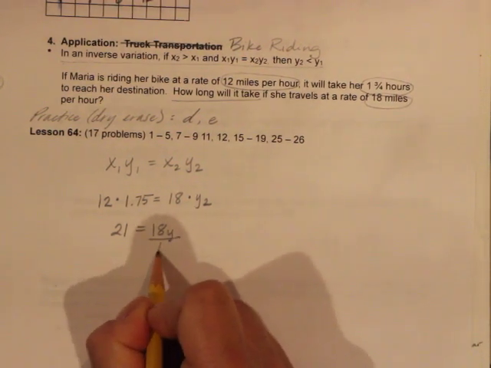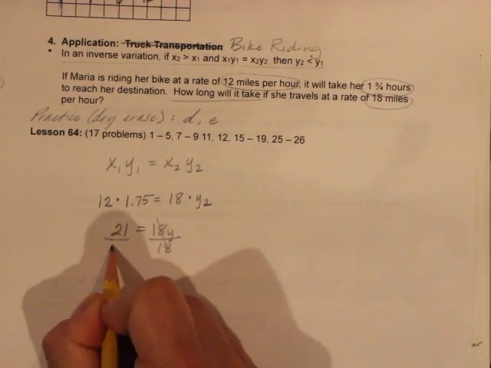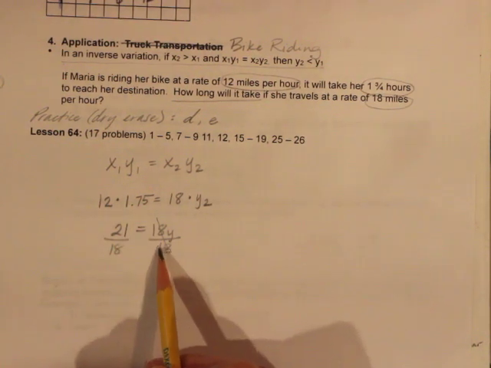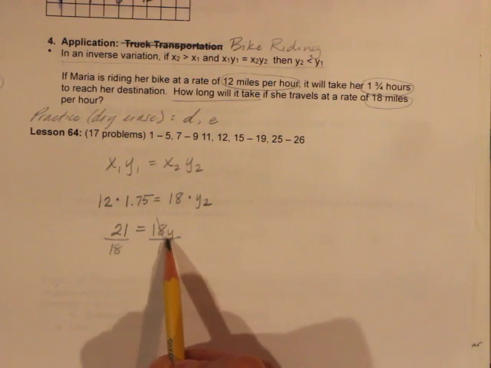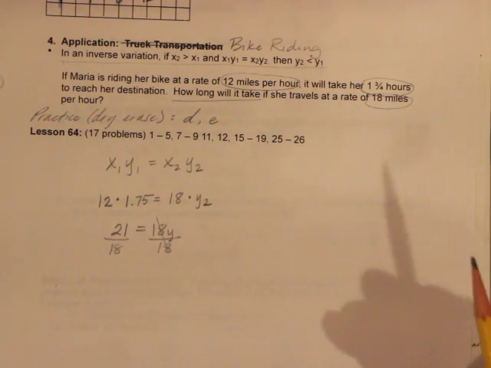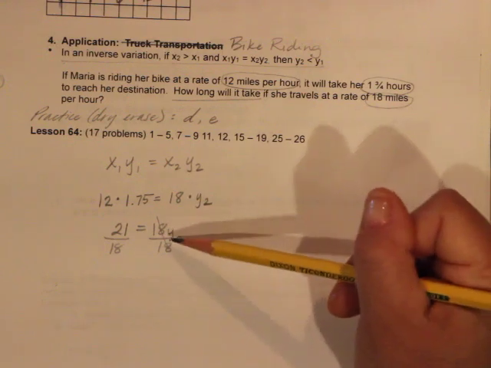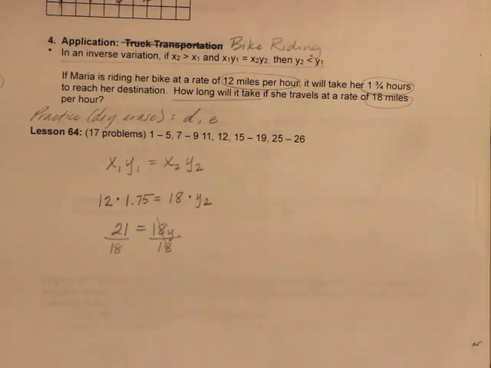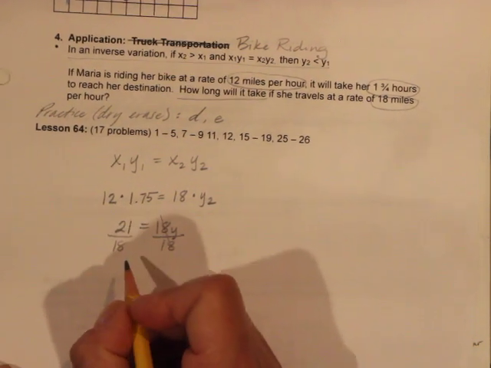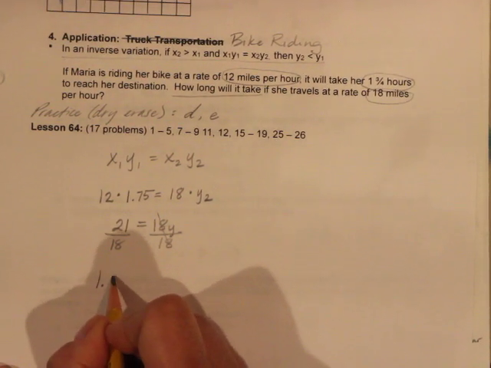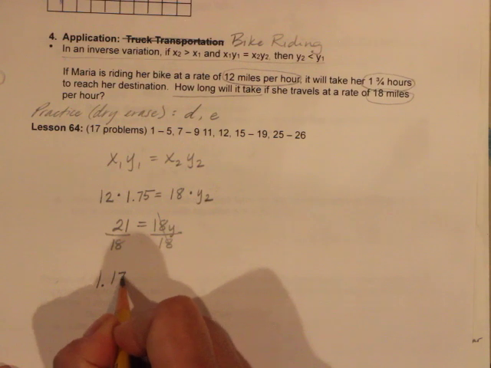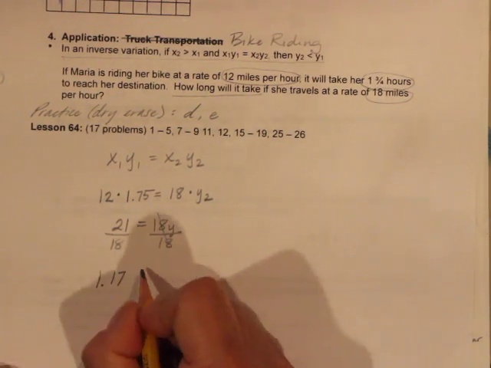Now, in order to solve for y, I'm going to divide by 18. Notice I didn't subtract it from here because it's attached to the variable through multiplication. In order to undo multiplication, I have to use the inverse operation. The opposite operation for multiplication is division, all right? So I divided by 18, and when I do 21 divided by 18, the answer that I get is 1.16 repeating, so I'm just going to round to 1.17 hours.